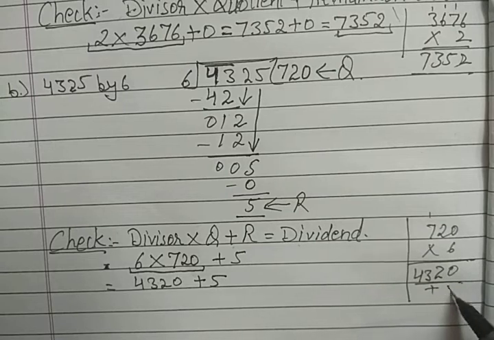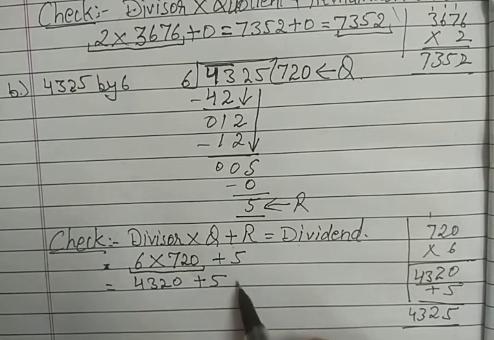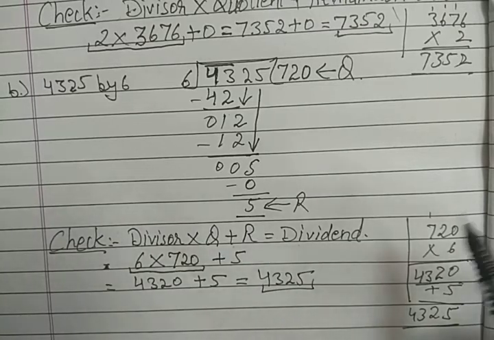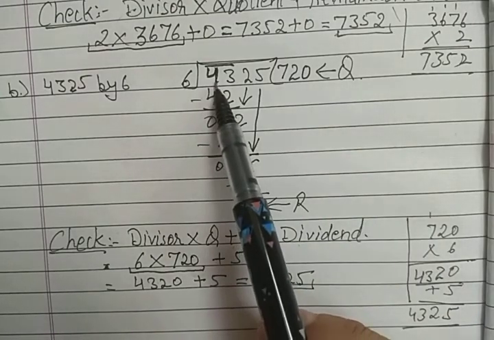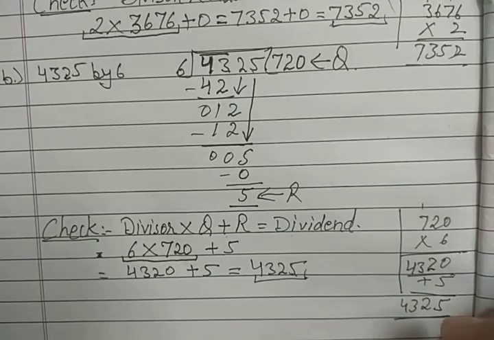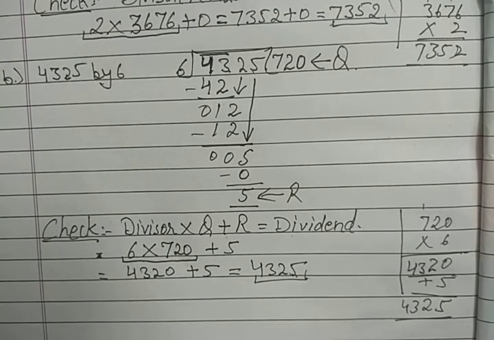Now add this remainder. So 5 plus 0 is 5, then 2, 3, 4. So what is our answer? 4325. Now check whether it is equal to the dividend or not. What is our dividend here? 4325. And what is the answer here? 4325. So it is equal to the dividend. So hence our answer is correct. So in this way you can divide and check your answer.